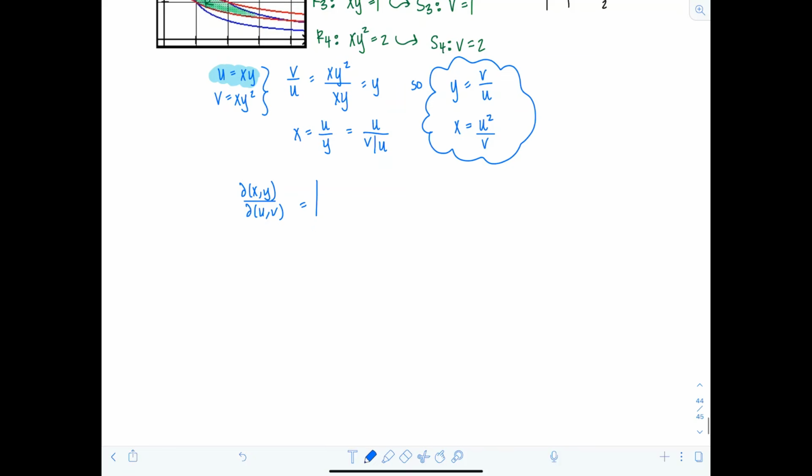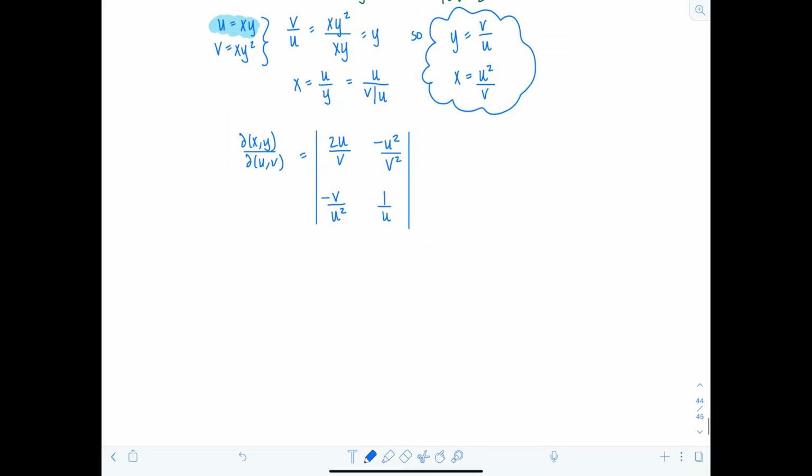Okay, now these partial derivatives are going to be more exciting than just a bunch of constants. I hope you're ready. So the partial derivative of x with respect to u is just going to become 2u over v, because we're treating v as a constant, so just leave it in the denominator. Now the partial derivative with respect to v is u squared times v to the negative first, so we're going to end up with negative u squared over v squared. The partial derivative of y with respect to u, think of it as v times u to the negative first, so that'll be negative v over u squared, and then the partial derivative of y with respect to v is just 1 over u.